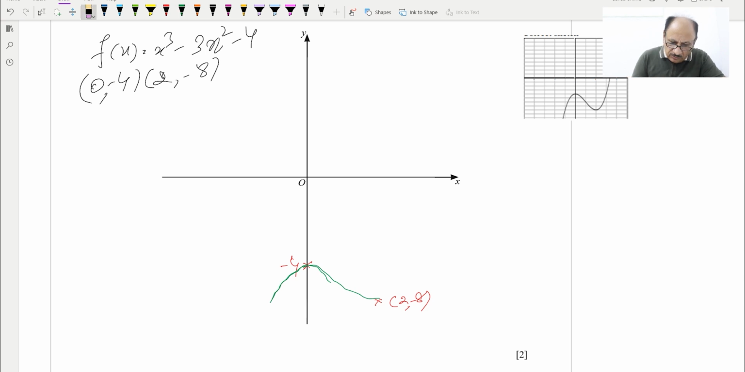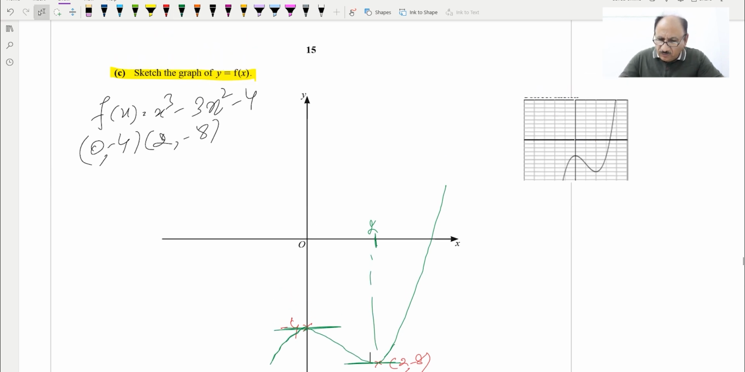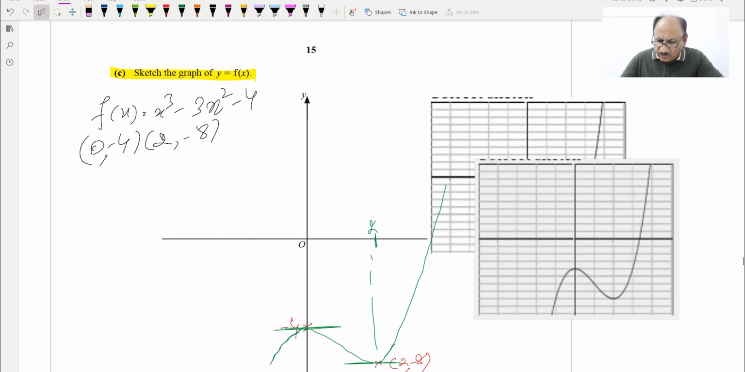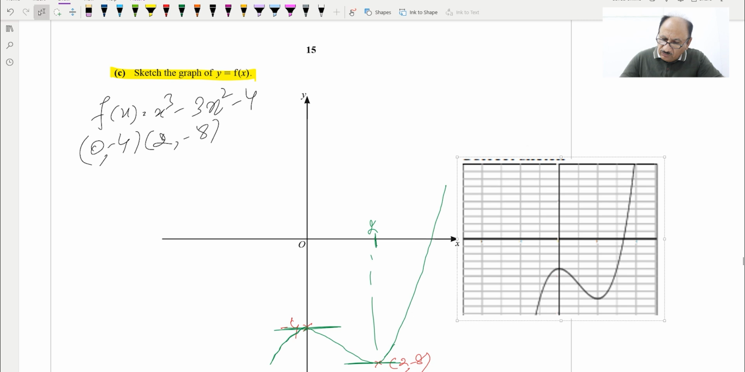If I erase and draw properly, the turning point will be here, and it will be joining like this one. So there will be 2 turning points. One will be this one, and the second one will be this one, and it will be moving up like this. So this is what you can show over here. If we draw a proper graph with the help of some software, there are so many softwares available on the net, you can search, and you will get this type of curve which we have drawn over here.